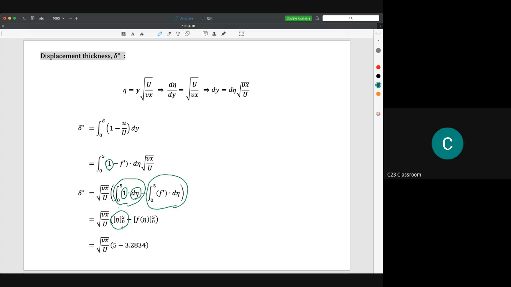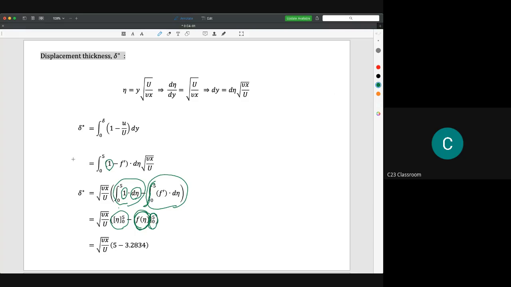So it will become f(η) here. And then, no, f(η), function of eta. So the integral here will change the differential form. Okay, I think you understand this one. So we have the f(η) and the limit is 5 to 0.